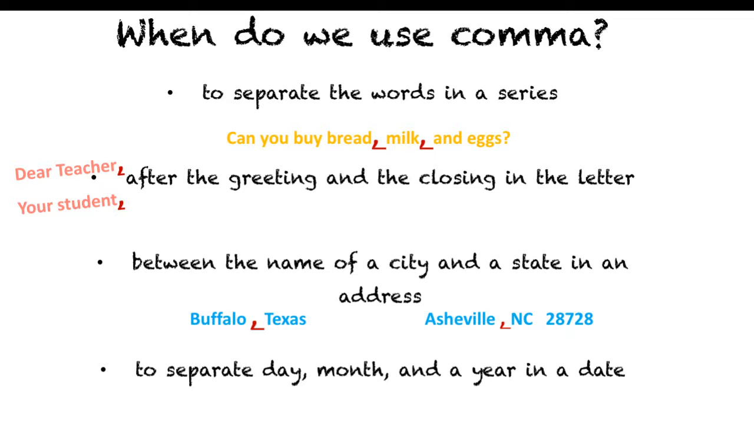To separate the day, month, and the year in a date, separate the day from the month, put the comma. Separate the month from the year, put the comma. Include the number of the day in the month with the month together.